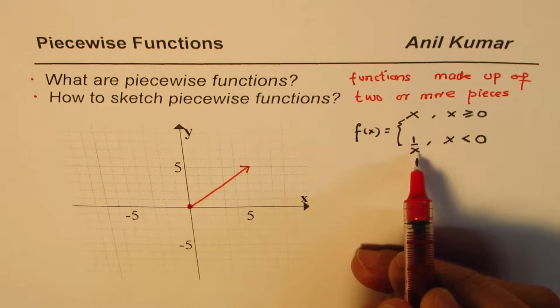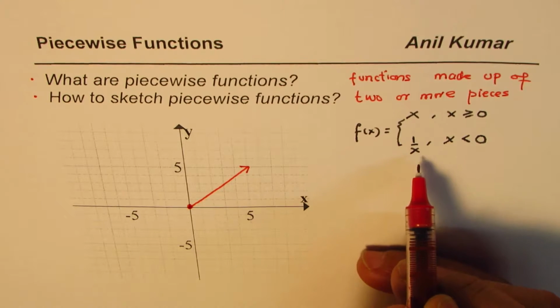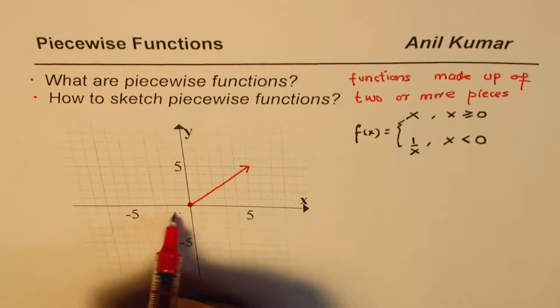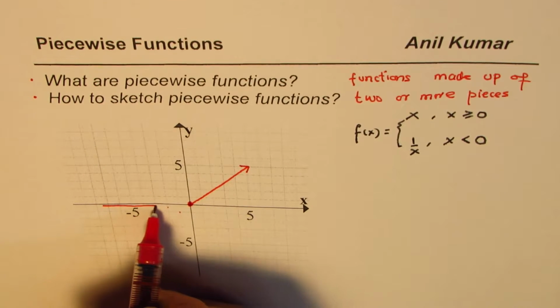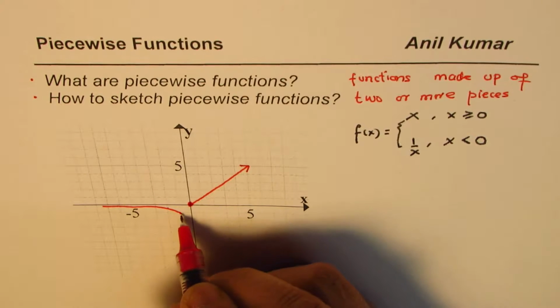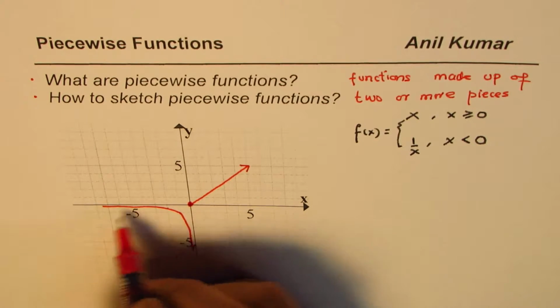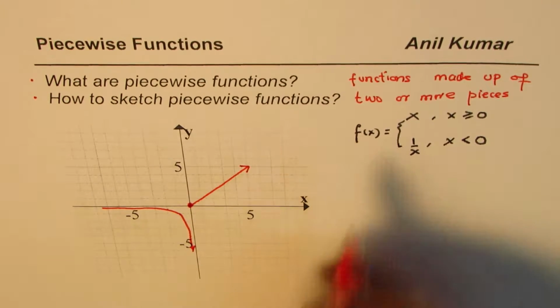The other piece of the function is when x is less than 0, it is 1 over x. So 1 over x is a reciprocal function, right? We could draw it like this. So let me just sketch this function here. It will be kind of like this. So that combination of two pieces becomes the function f of x.